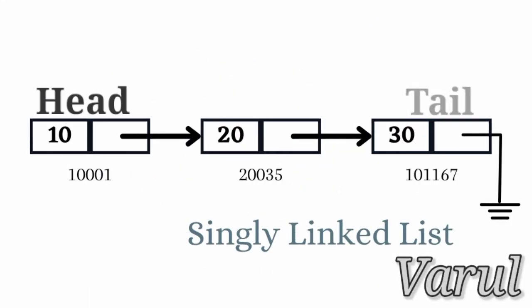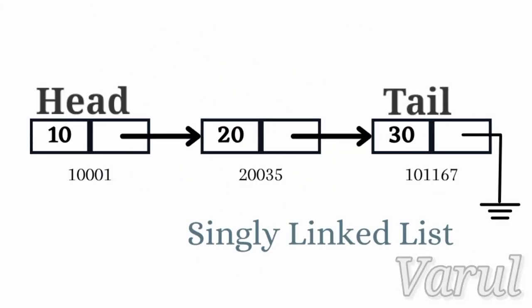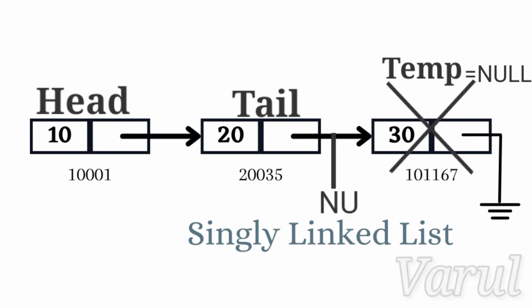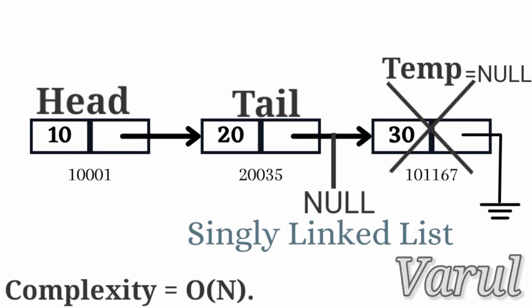For deletion at tail, we have to reach the second last position, whether we have tail or not. Now consider temp at second last, so tail will point to temp and temp will point to temp's next. Now delete the temp node and set temp and temp's next to null. Time complexity for this is big O of n.